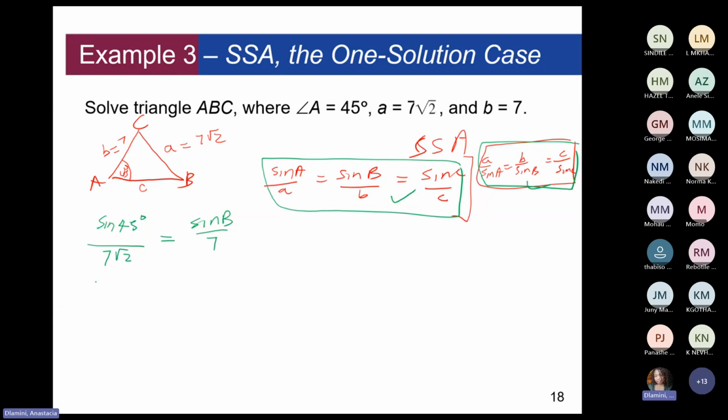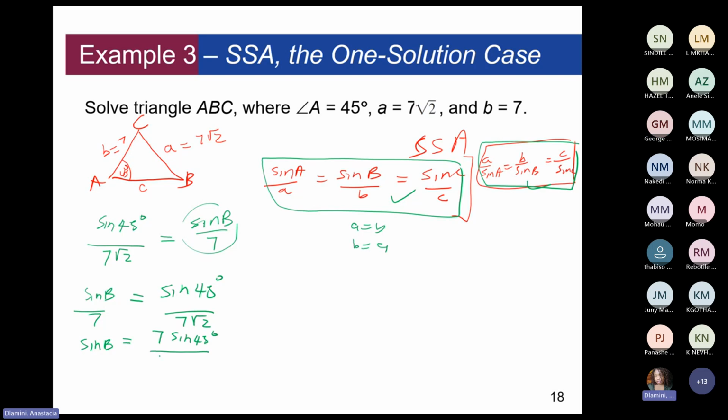It's easy not to use a calculator. Because you know A equals B, you can also write B equals A. Because we are looking for this, let's take it to the other side. So this will be sine of B over 7 equals sine of 45 degrees over 7 root 2. Are we all together there? That's correct. Then sine of B equals 7 sine of 45 degrees over 7 root 2.